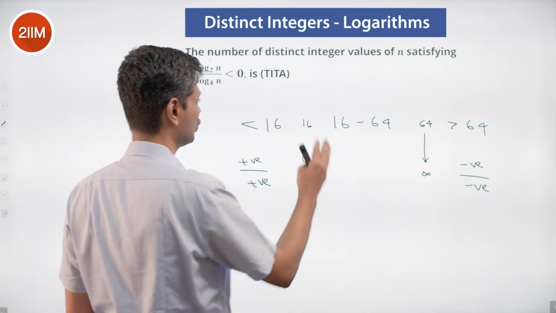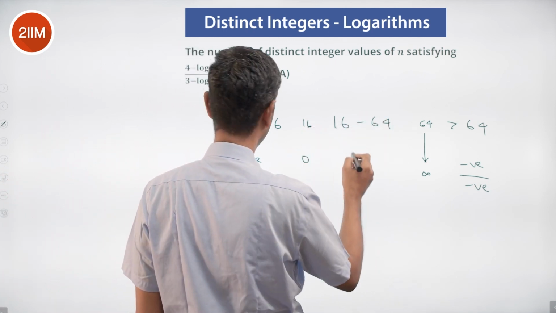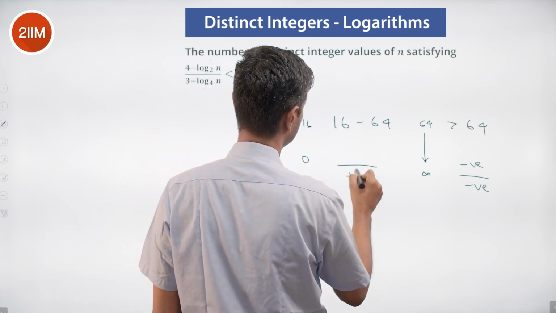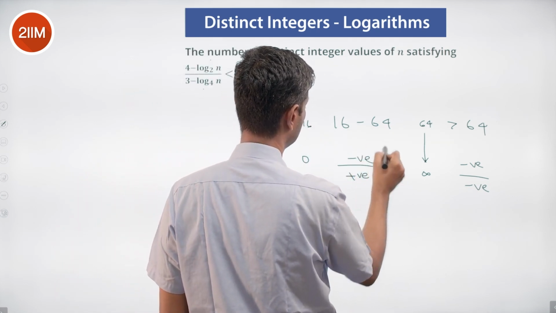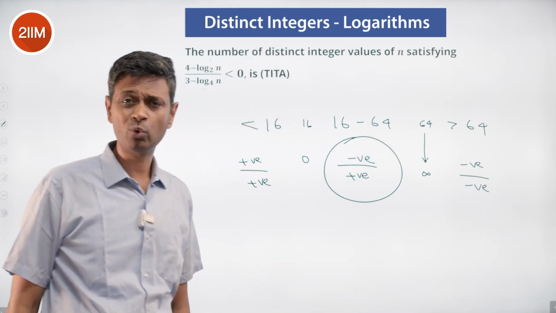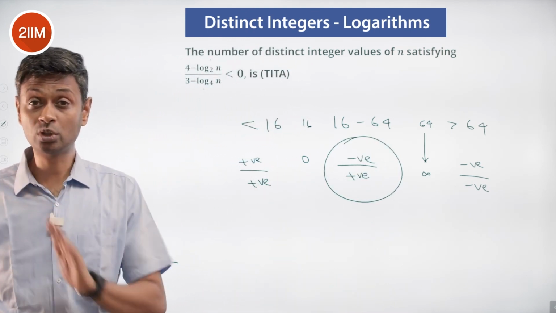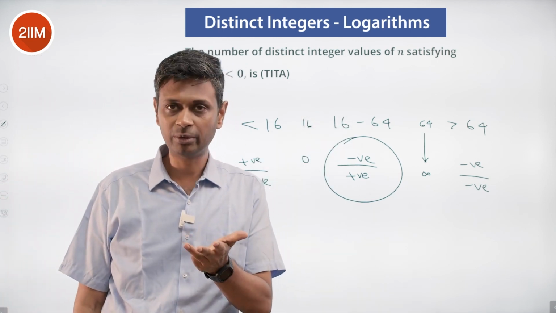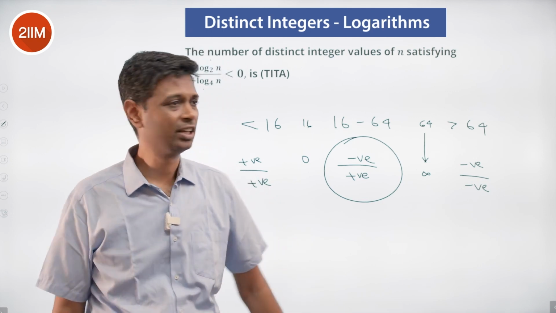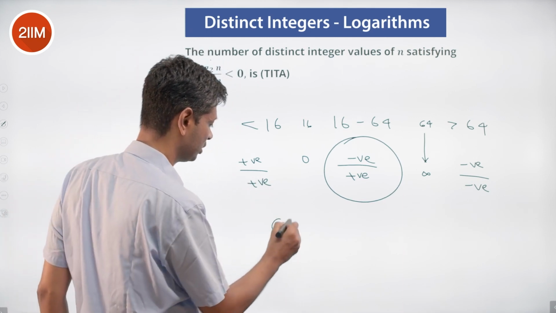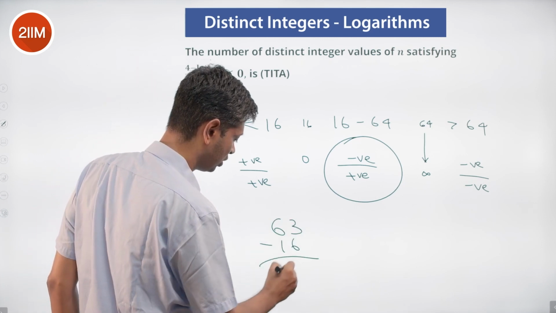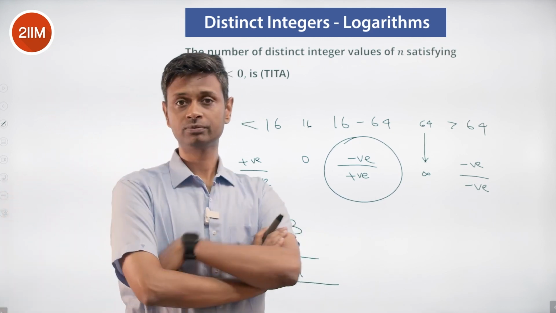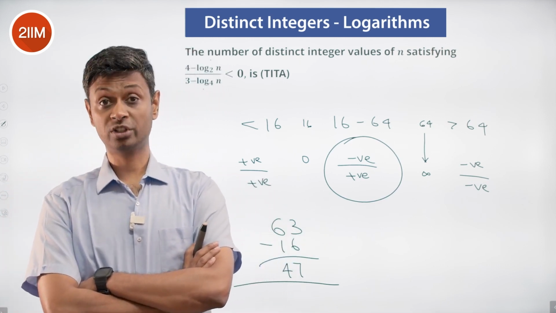So, I'm worrying about 16 to 64. In this case, the denominator is positive, numerator is negative. This is the range we are looking for. 64 to 16, but without counting 16, without counting 64. Or 17, 18, 19, 20, 21, all the way till 63. The first 63 natural numbers, subtract the first 16, 47. 17 to 63, all the numbers included.